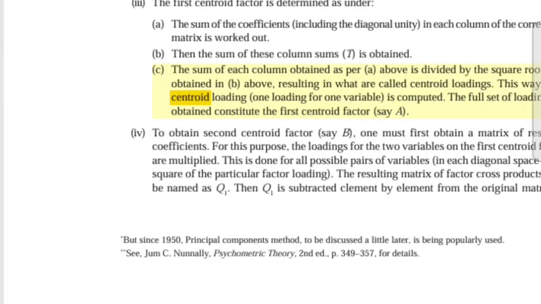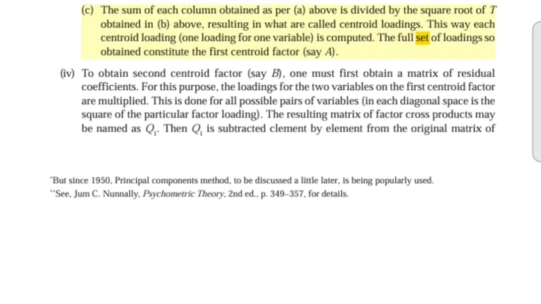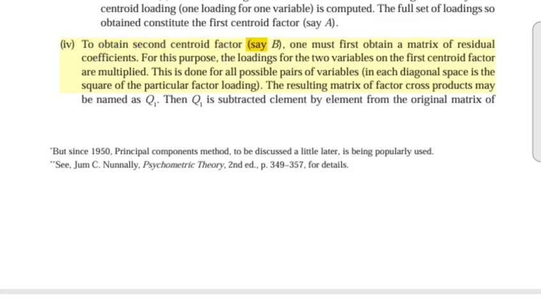This way each centroid loading, one loading for one variable, is computed. The full set of loadings so obtained constitutes the first centroid factor, say A. To obtain the second centroid factor, say B, one must first obtain a matrix of residual coefficients. For this purpose, the loadings for the two variables on the first centroid factor are multiplied. This is done for all possible pairs of variables.